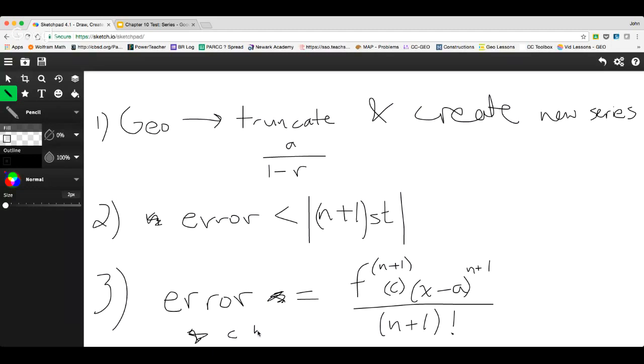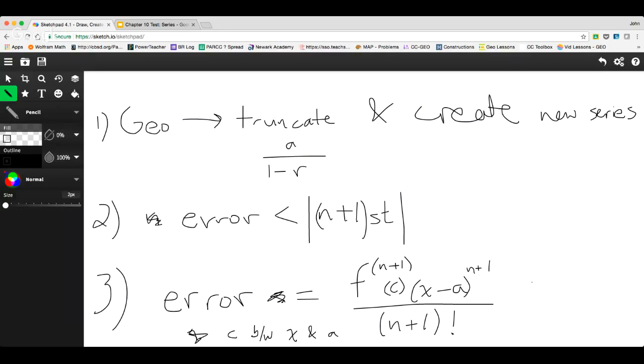So I could say c is between, I don't know which is bigger, x or a. That's why I don't want to write it in inequality form. Whatever x and a are, c is between those. So that gives us a range for our c, and then we can pick the one that's the biggest, and then the goal will be, well, can we bound this using a formula for c?